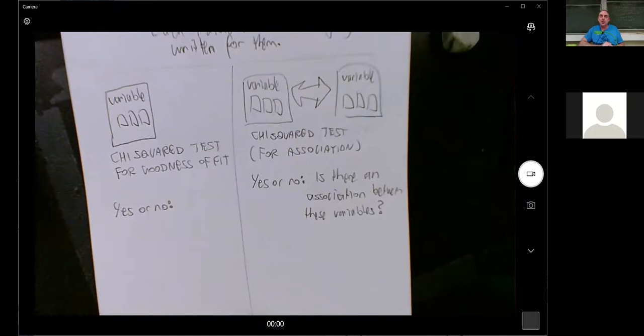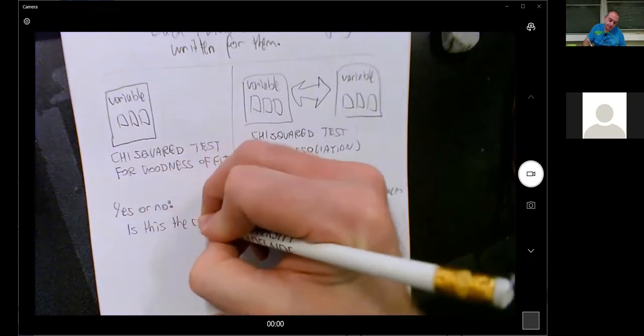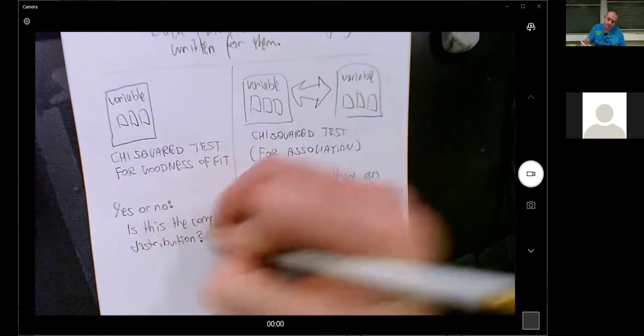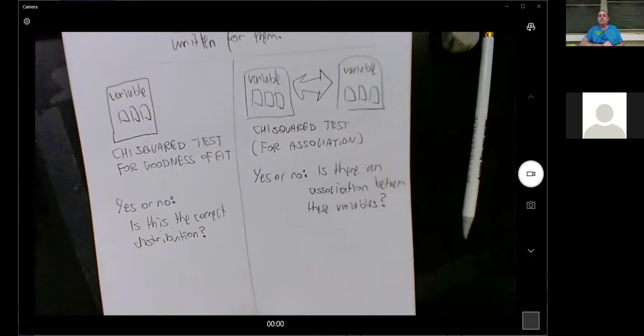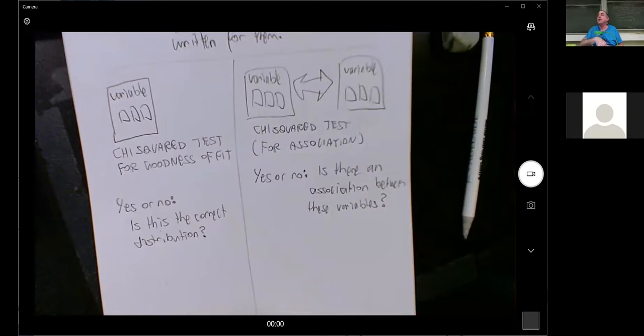The yes or no question is: is this list of probabilities the correct distribution? So do I think it's 50% here, 20% here, 30% here? Does the data seem to match with that? So it's an entire distribution. I'm saying, are the people, or whatever these objects are, distributed across the options in this way? That's what I'm asking.